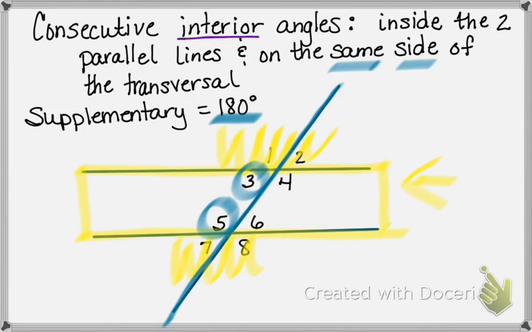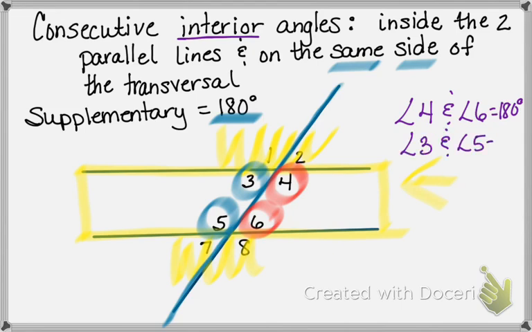The same thing with 4 and 6. They are consecutive interior angles, and together they add up to 180 degrees. So on this one, angle 4 and angle 6 equal 180 degrees, so they're consecutive interior, and angle 3 and angle 5 also equal 180 degrees, and they are consecutive interior because they're inside the parallel lines and they are on the same side of the transversal.